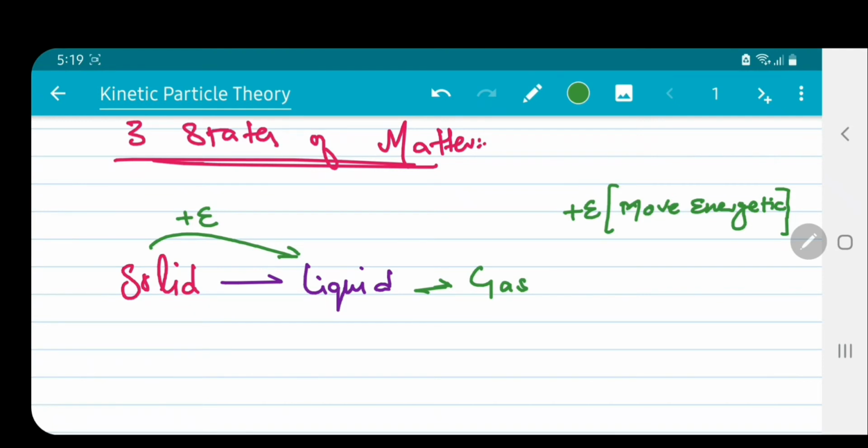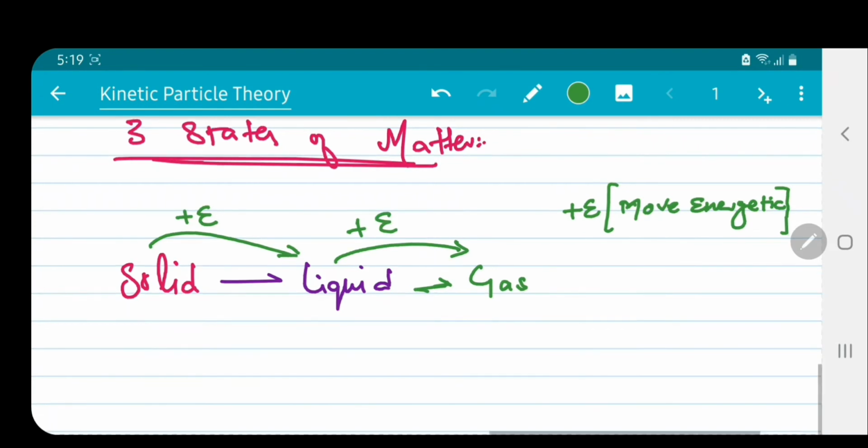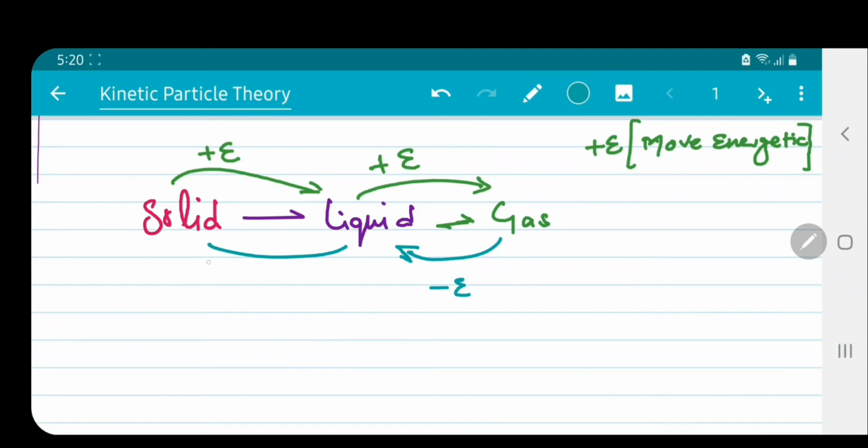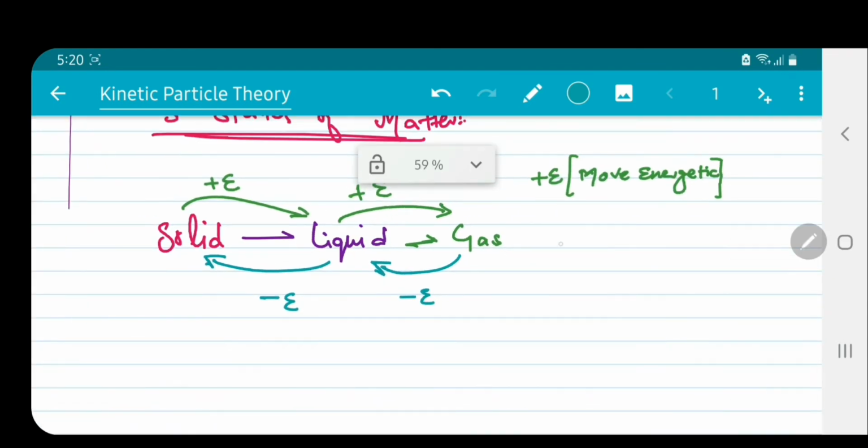So for that we will be using this symbol, and same would be for liquid to gas, as they would be having more energy when we are converting liquid to a gas. And consequently, when we are converting back gas to a liquid, it would be a negative, this one. And similarly, from liquid to solid, negative, as it would be meaning that it is less energetic.